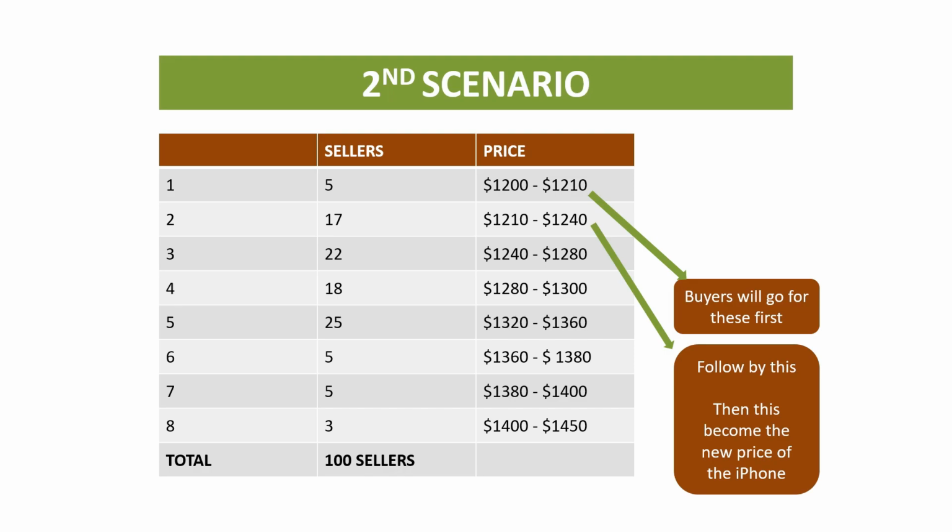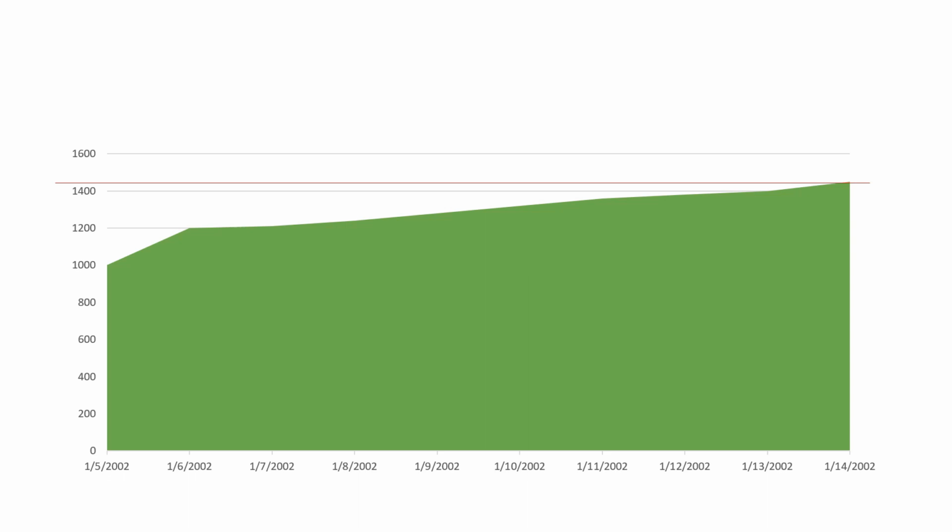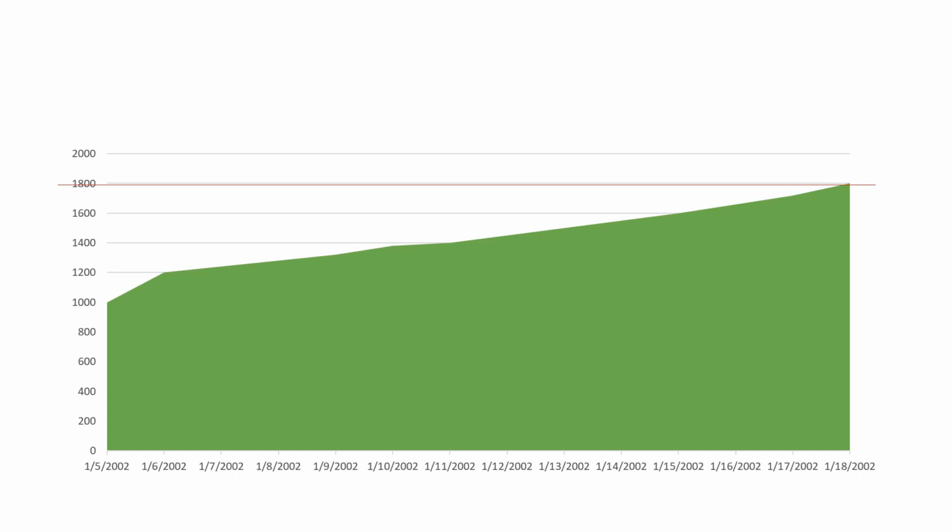And when there are no more sellers within this price range, they move on to the next sellers, within the range of $1,210 upward. In this case, the value of the iPhone increases from $1,000 to $1,214 and above. In this kind of scenario, where the demand is more than the supply, this is the kind of market movement that will occur. And if this trend continues, the value of the iPhone tends to increase more and more.